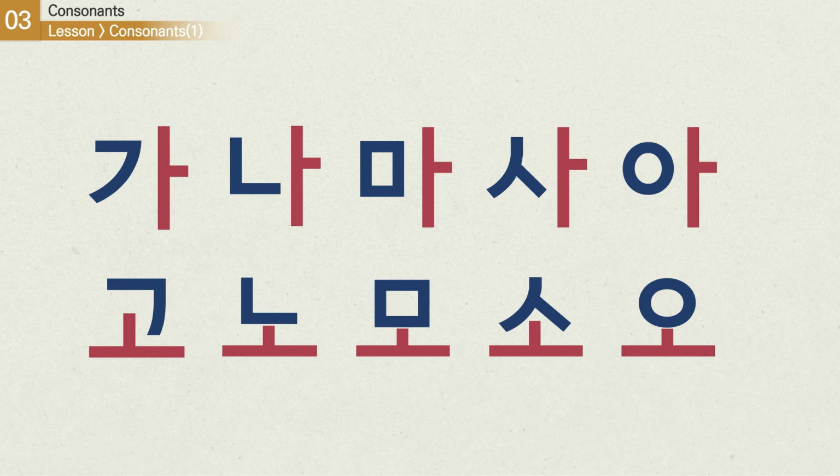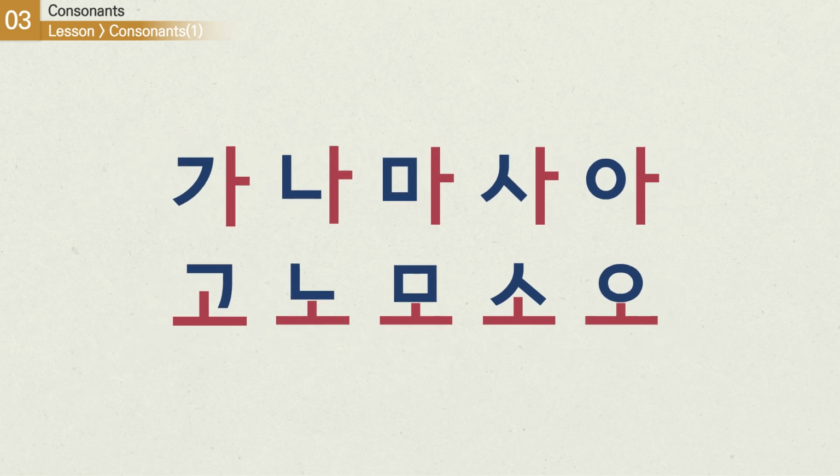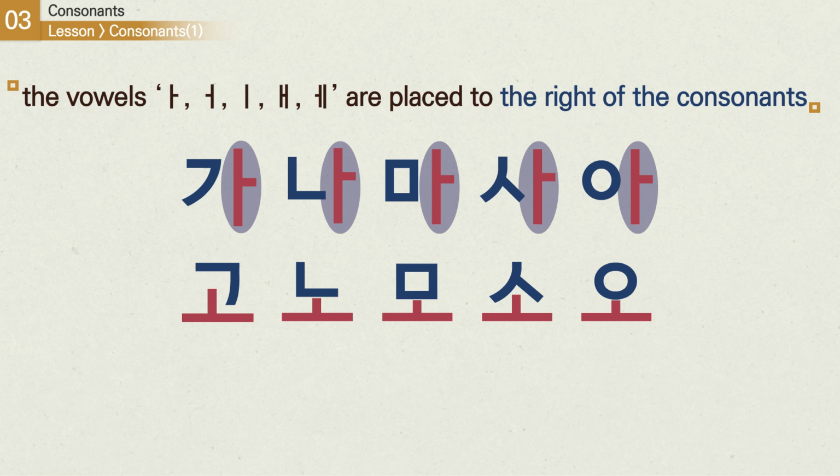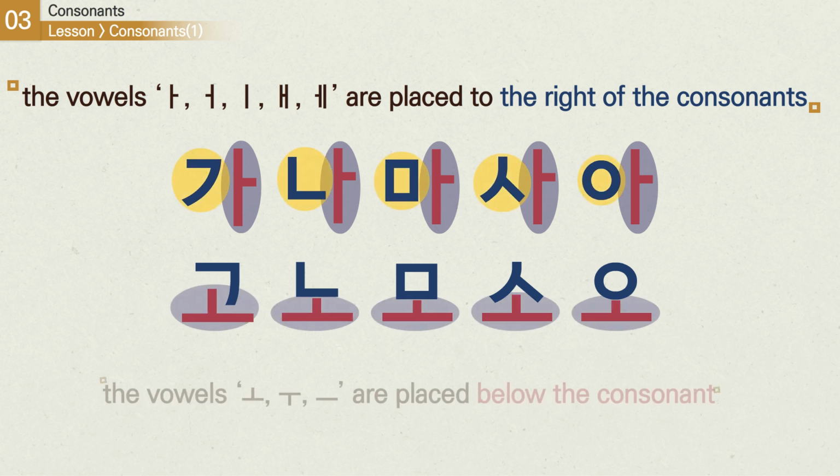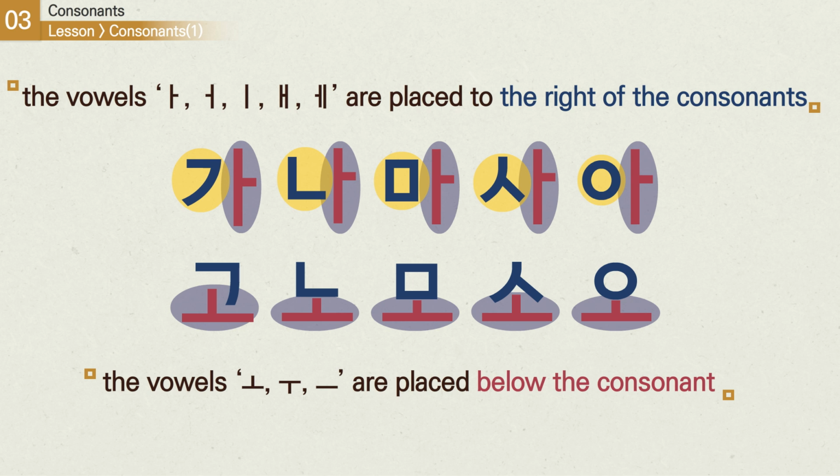This is how we construct each syllable in Hangul. Here, the vowels a, eo, i, ae, and e are placed to the right of the consonants, whereas the vowels o, u, and eu are placed below the consonant.